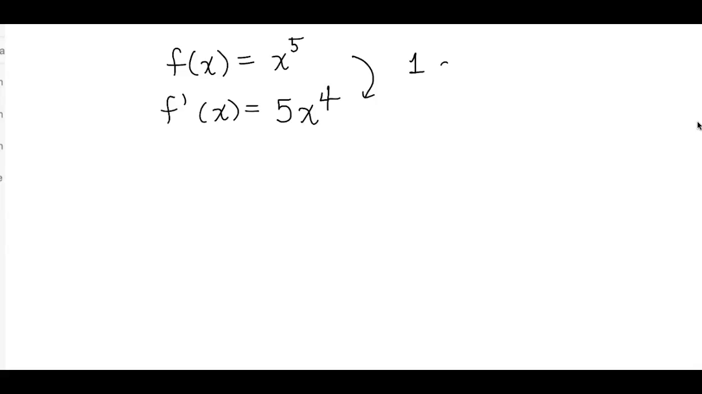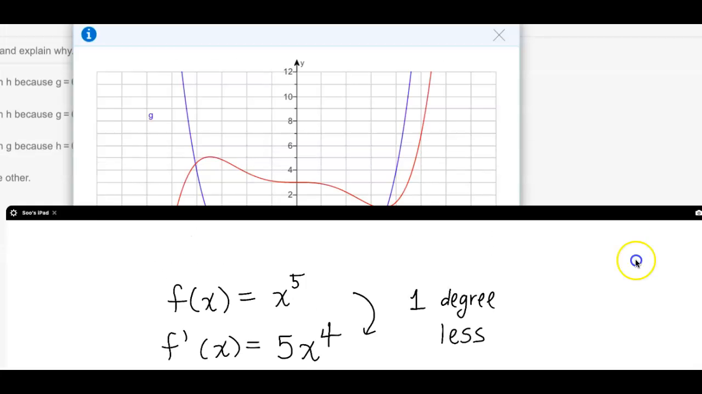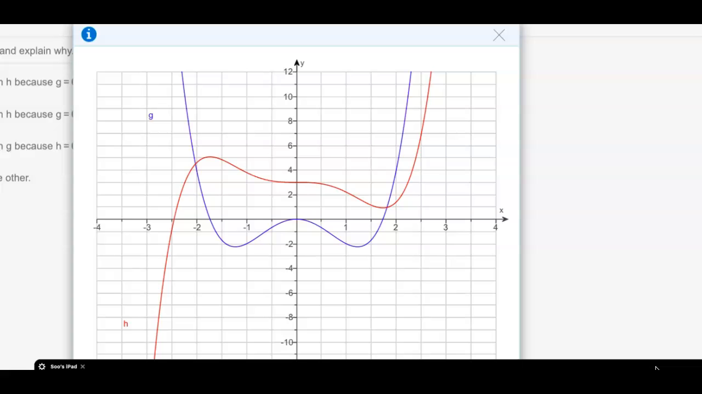So do you agree with me if I tell you that suppose f of x is x to the 5th power, then f prime of x, the derivative, wouldn't that be 5 times x to the 4th power, right? So the derivative will be 1 degree less. Just by knowing that, I think we can solve this problem, because higher degree functions have more turning points.